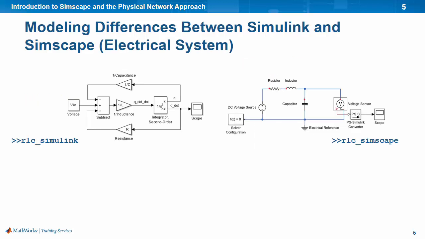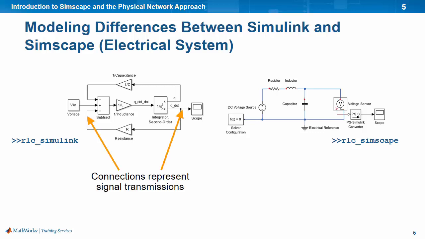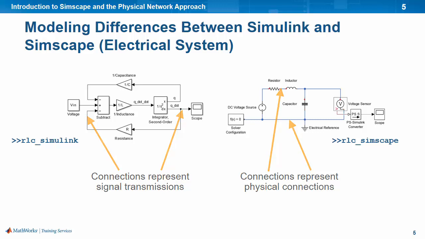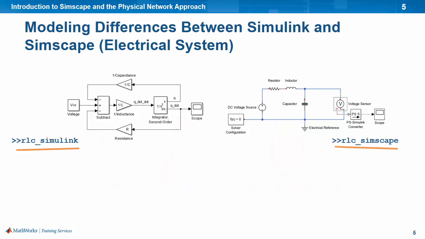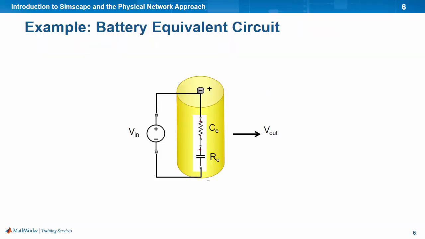We saw the difference between Simulink and Simscape in terms of the connections using an RLC circuit as an example. We have unidirectional signal lines in Simulink and bidirectional physical connections in Simscape. These examples and others discussed in this video series are available for download from the training main page. Finally, note that the approach to creating signal-based Simulink models and network-based Simscape models remains the same no matter the type of system we are trying to model, be it mechanical, thermal, hydraulic, or other. Now let's look at another example.